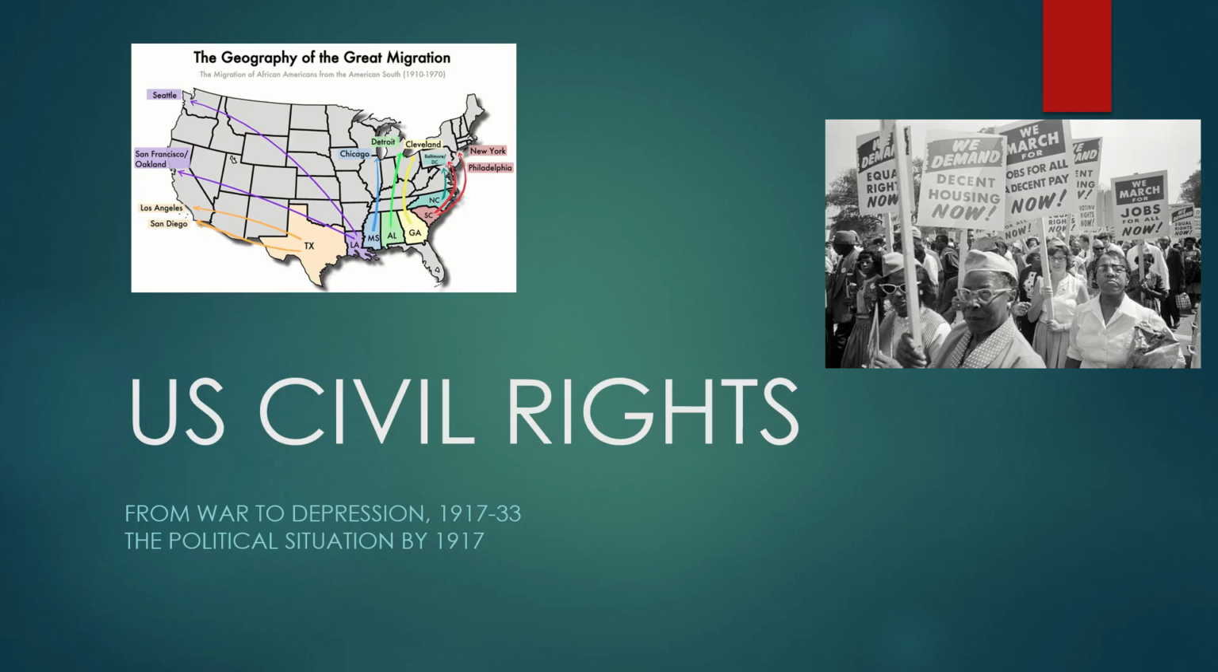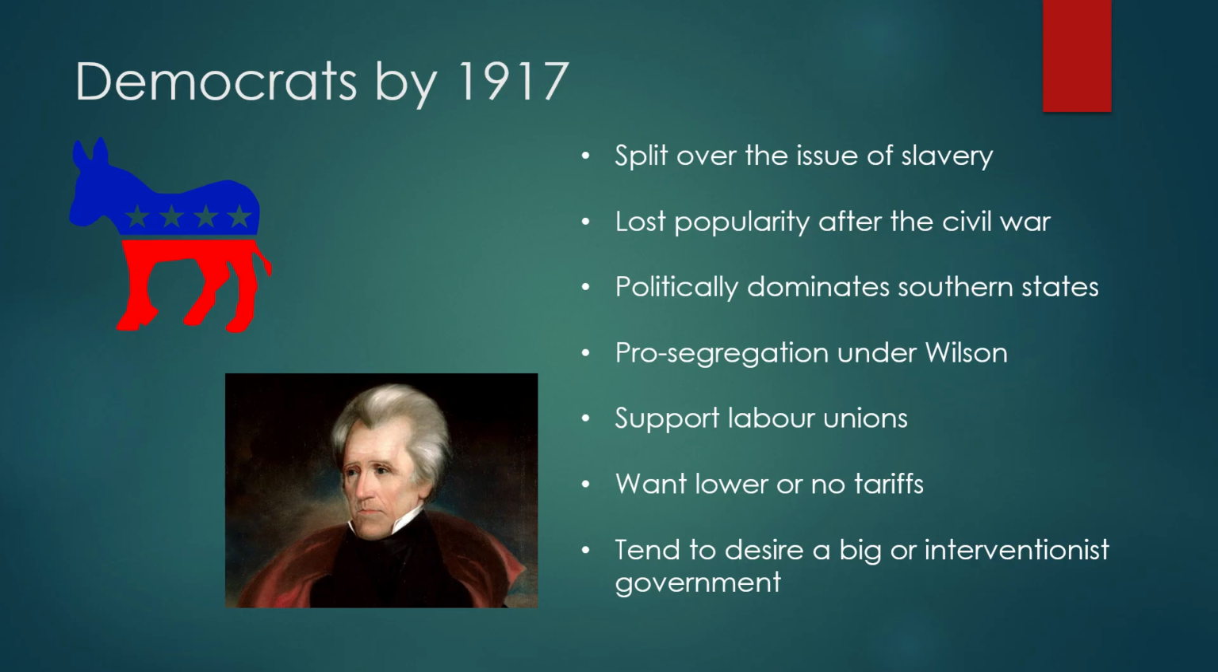I do mean at this point in time in 1917. This is not a reflection of the current state of the parties in modern terms, or even after this era that we're exploring in this short series. So the first political party is the Democrats in 1917.